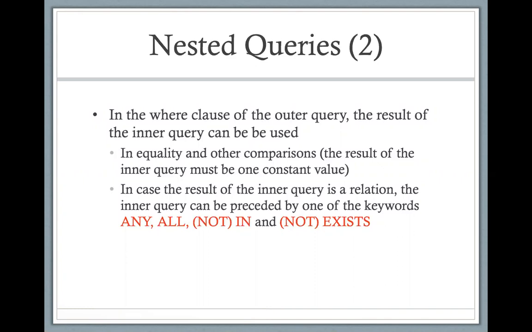So what happens if the result of the inner query is a table, so it returns multiple records? Then I can use some of these keywords or operations to answer the whole nested query. We have any, all, in, and exists, and you can negate in and exists also. We'll see examples of all of this.